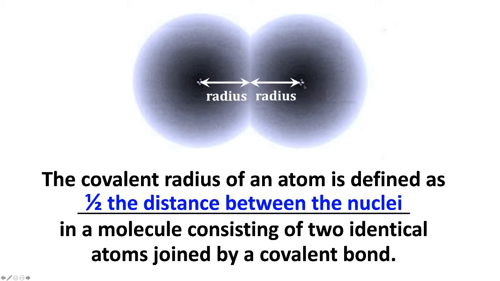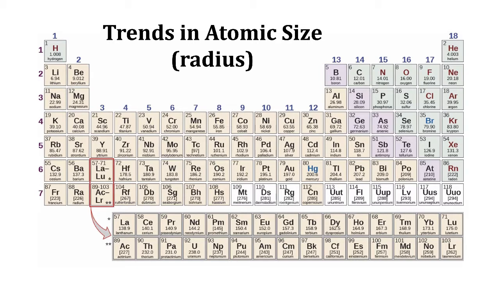So that is a radius, it's half the distance between these two nuclei. And again, this is something that can be measured quite accurately. So what sort of trends do we have in atomic size? And we're going to pick radius to measure.